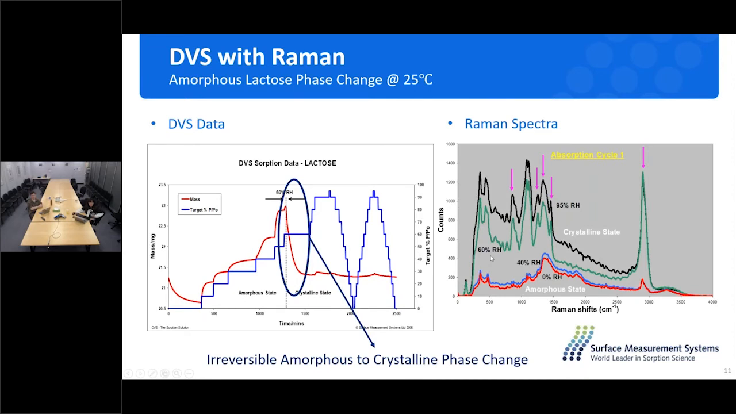And we also collected the Raman spectra at the end of each step. So at 0 and 40% RH, a very broad peak from the Raman shows the amorphous phase. Above 60% RH, new peaks showing up here confirm the crystallized state of the material. So the combination of the Raman, the video camera, as well as the DVS data itself will really give you a full idea about how the sample changes with the temperature as well as with the humidity.